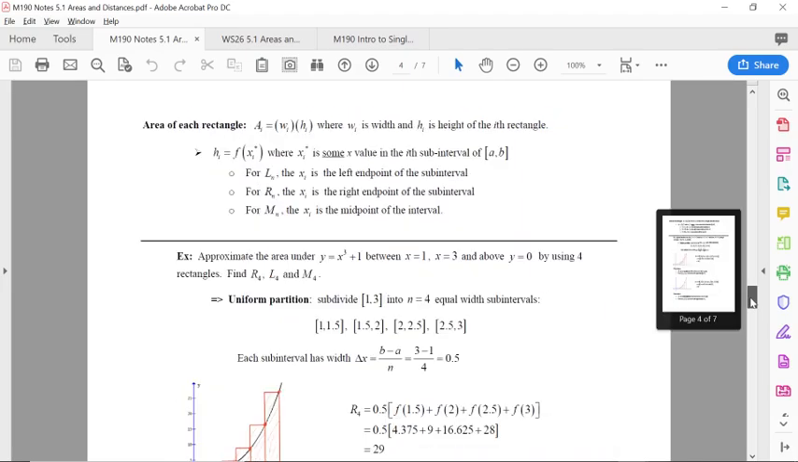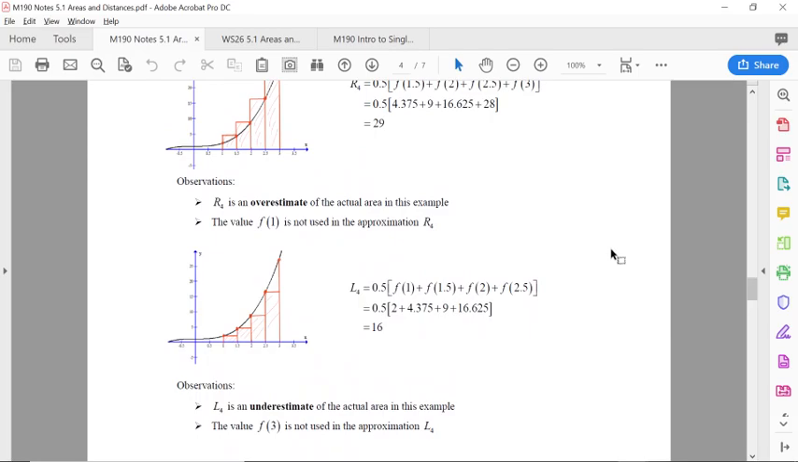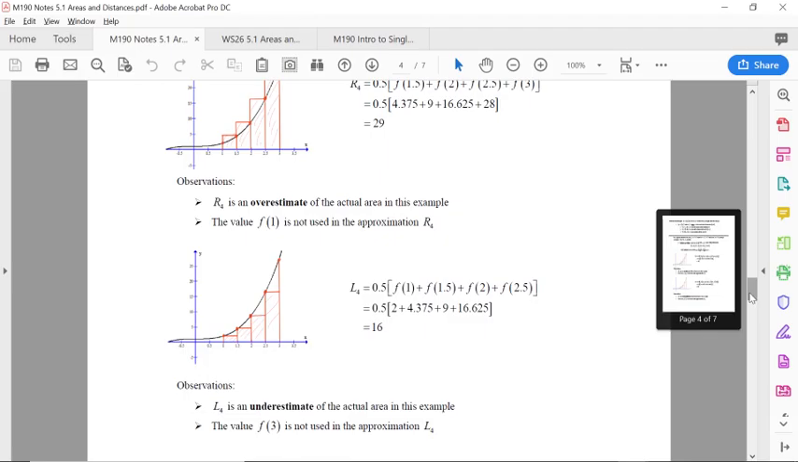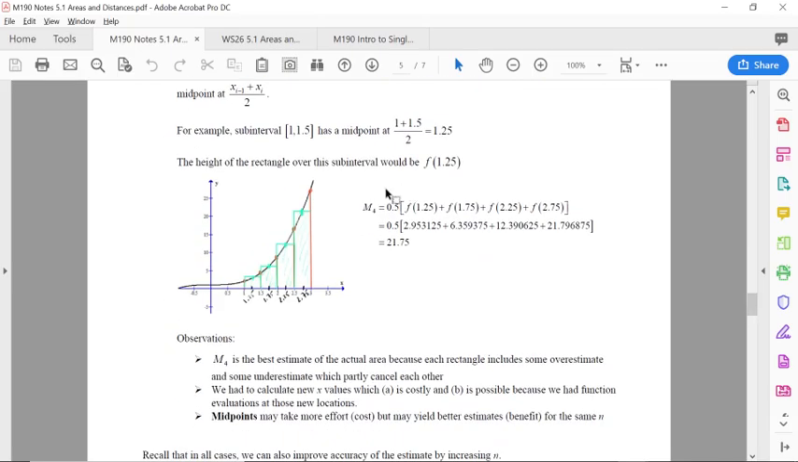In this case, 21.75, and that comes between 16 and 29. It gives us a better approximation. So we get better, more accurate results by use of the midpoint rule, but we do have a bit more work to do, and that is in finding the midpoints themselves.